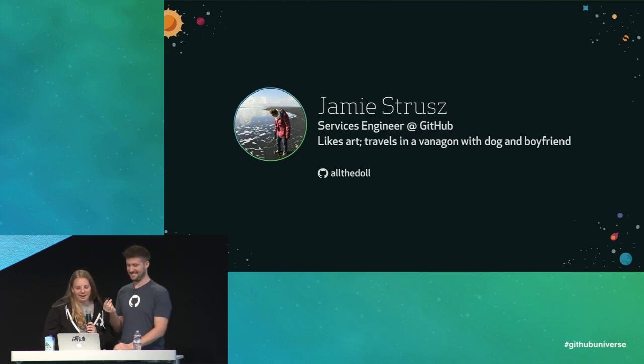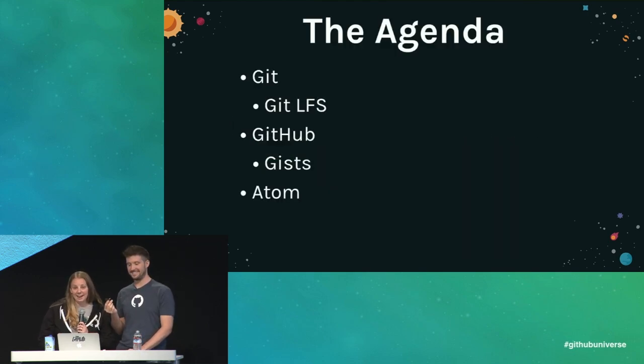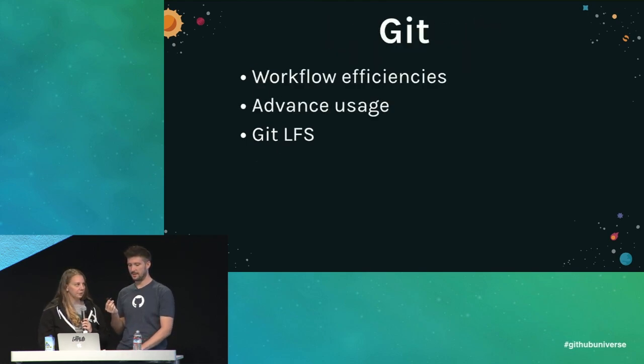So the agenda for today is going to be really quick. Like I said, we're going over some Git, Git LFS, GitHub, gists, and atoms. So buckle your seatbelts, put your trays in the upright position. Here we go. So Git, we're going to talk about some workflow efficiencies, some advanced usage, and Git LFS.